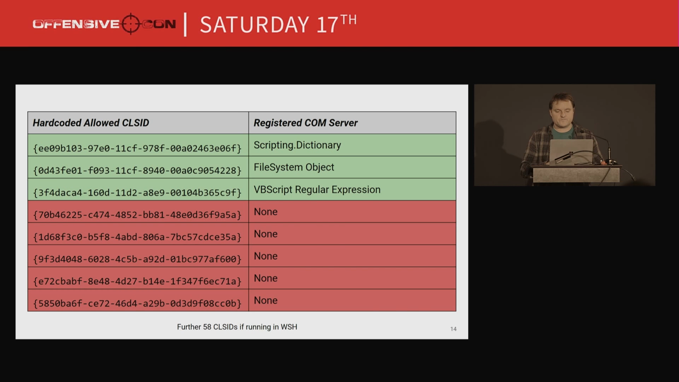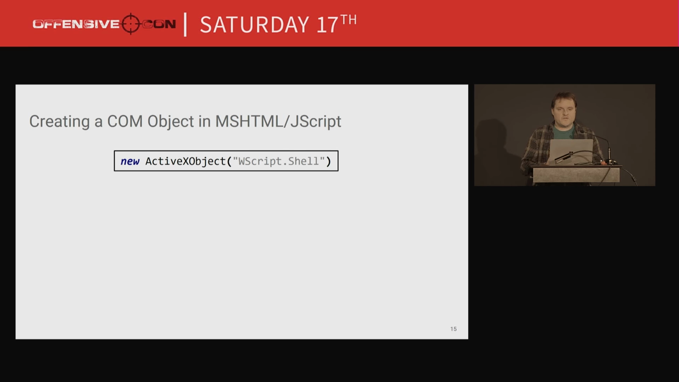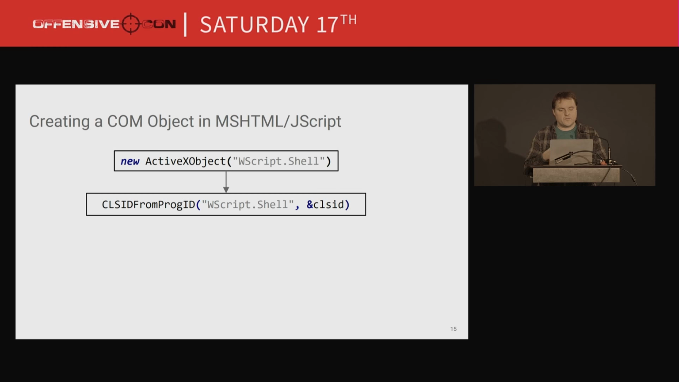But the interesting thing is, what if I registered a COM object which happened to be using one of these allowed class IDs, but actually created a completely separate COM object under the hood? Would that work? Would that bypass the restrictions? So it then becomes a question of how do MSHTML and JScript create COM objects? Now, you would normally call new ActiveXObject passing in this string, wscript.shell. Wscript.shell is something called a programmatic ID, and it's basically just a moniker for referring to a particular COM object.